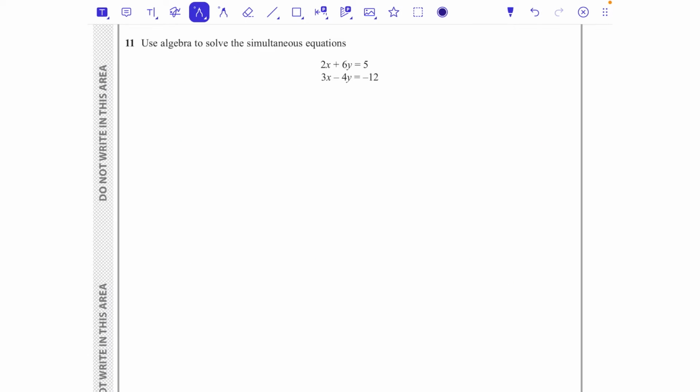Question number 11, use algebra to solve the simultaneous equations. So these are linear. So what we're going to do to solve these simultaneous equations is, I like to make the numbers in front of the y the same. The first number in the 4 times table and the 6 times table is going to be 12. So I'm going to make both of these 12. I'm going to times everything on the top by 2 and everything on the bottom by 3 to make them both 12. So that's going to be 4x add 12y equals 10 and 9x minus 12y equals minus 36.